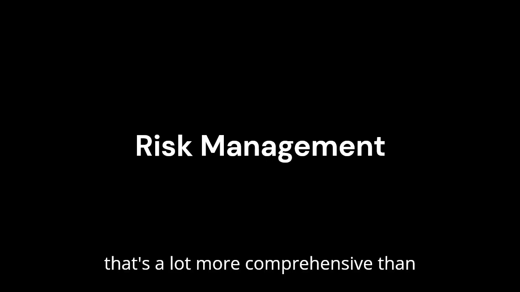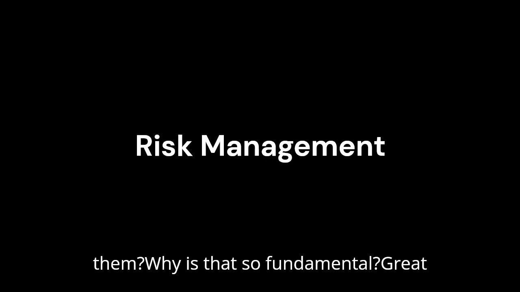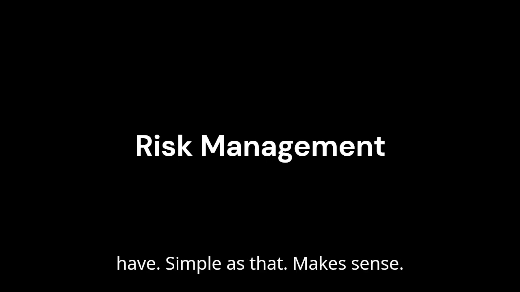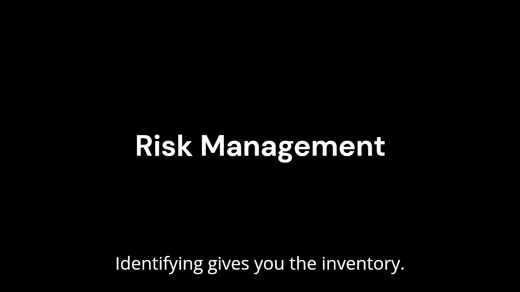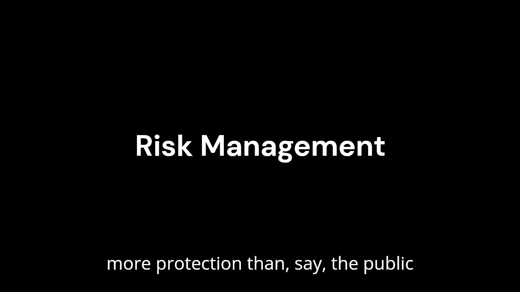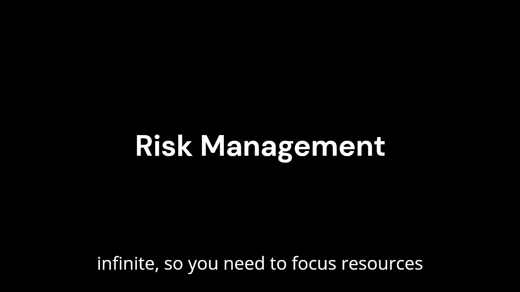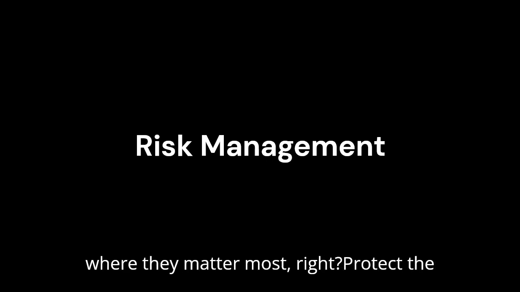Wow, okay. That's a lot more comprehensive than maybe people first think. So with all these different types, why is step one always identifying and classifying them? Why is that so fundamental? Great question. It boils down to this: you can't protect what you don't know you have. Simple as that. Identifying gives you the inventory. Classifying then tells you how much protection it needs based on value, sensitivity, criticality. So you focus your efforts. Exactly. You prioritize. Your critical customer database needs way more protection than, say, the public website's marketing copy. Budgets aren't infinite, so you need to focus resources where they matter most. Right. Protect the crown jewels first.